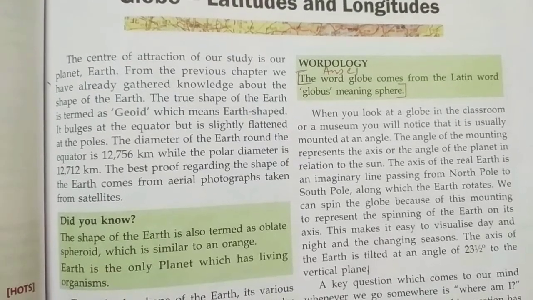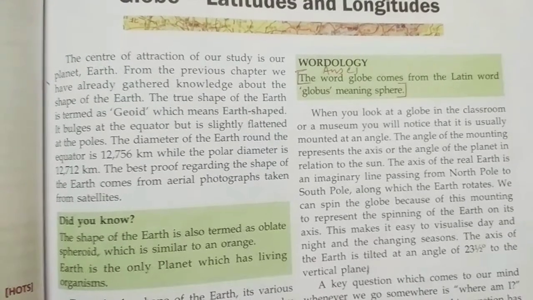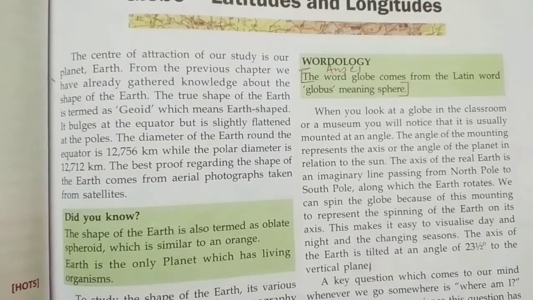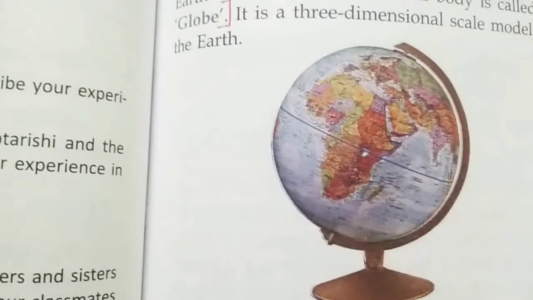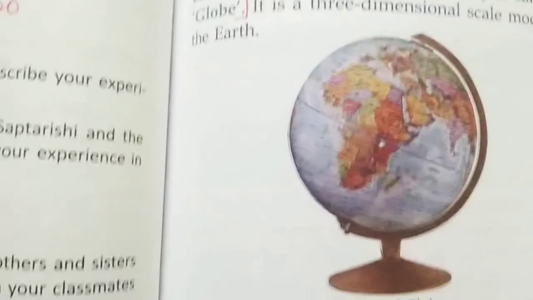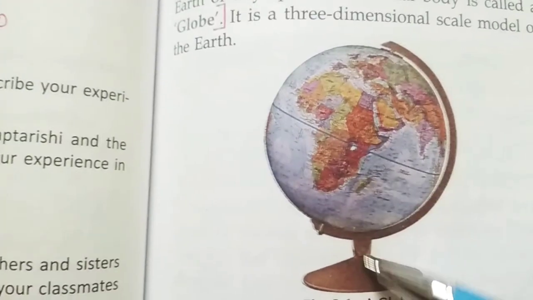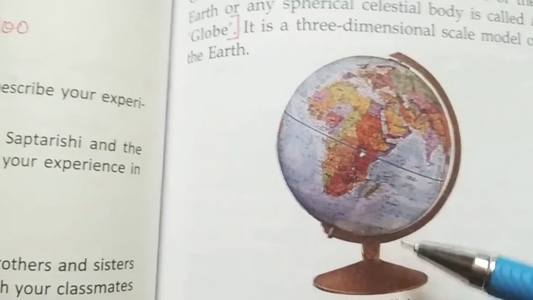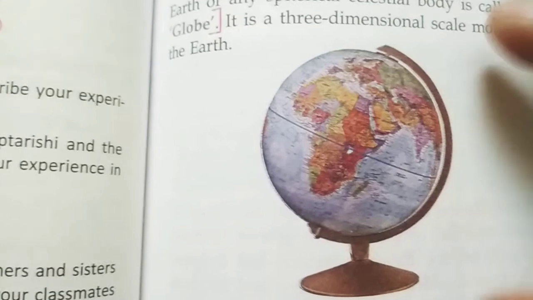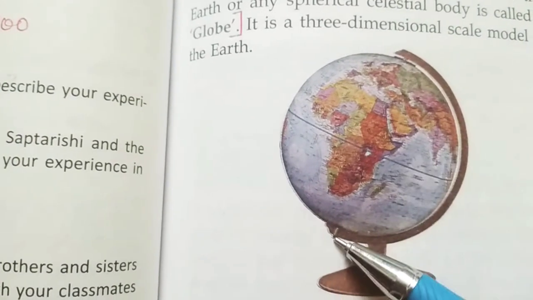The axis of the Earth is tilted at an angle of 23.5 degrees to the vertical plane. Now this is very important to understand. If you see this picture clearly, this is a picture of a globe. Though it is a base, it could have been North Pole here and South Pole down below, but it is slightly tilted, and this is the North Pole, this is the South Pole.